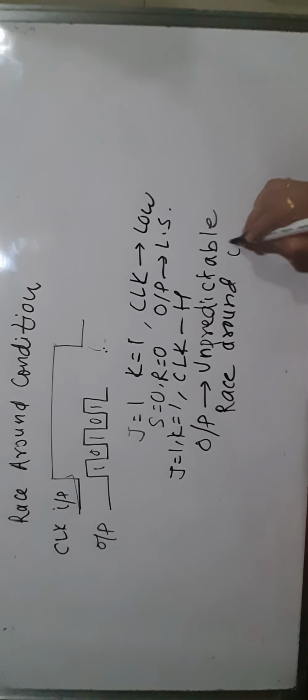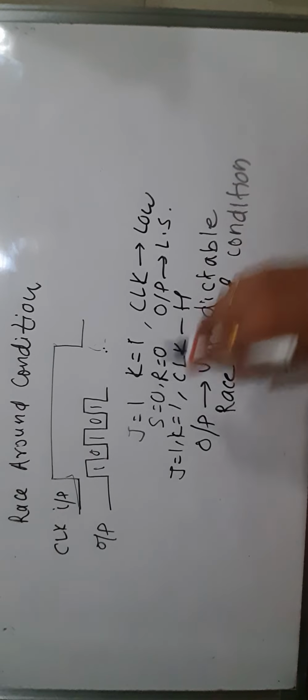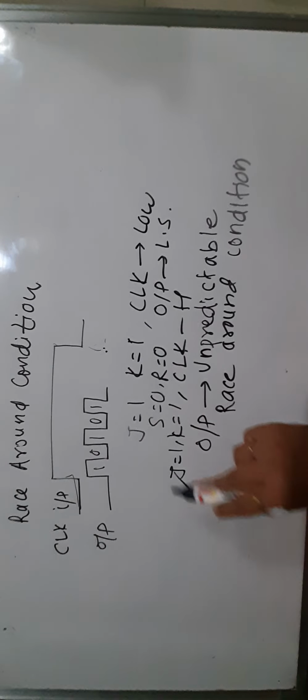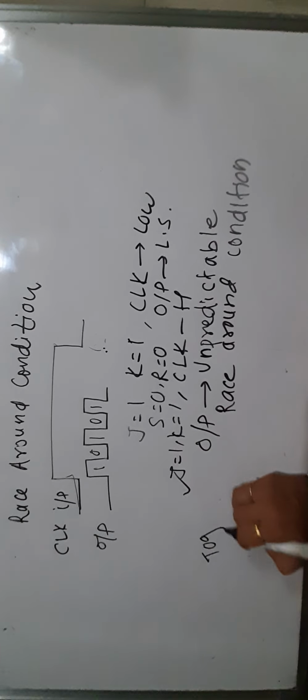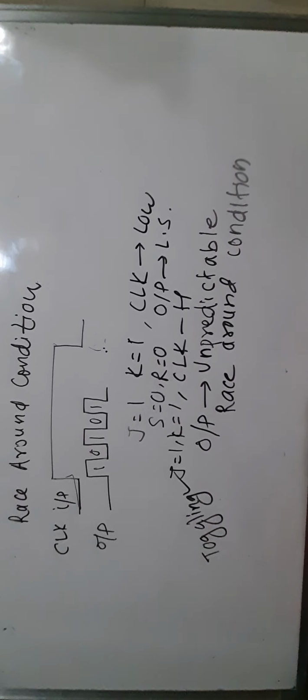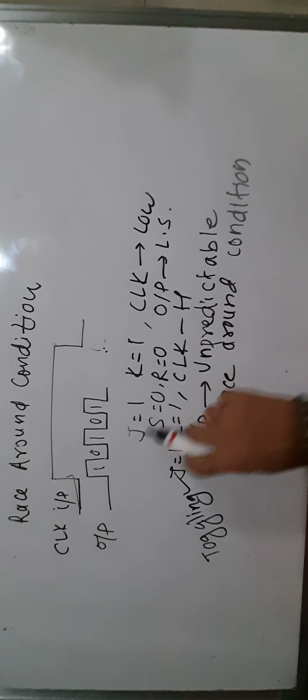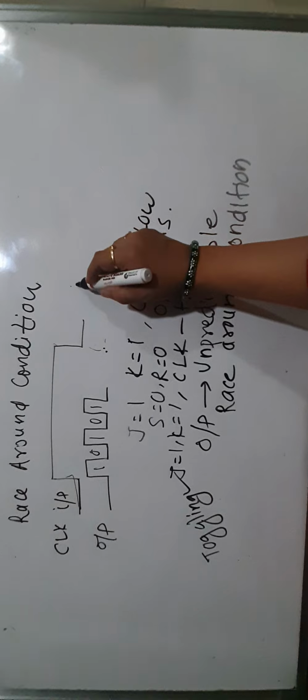Race around condition. And the change in the output of a flip flop when J and K both are 1 1 is known as toggling. Okay, there can be separate questions on toggling and race around condition. Now, how can we avoid such a race around condition? That is achieved by using an edge triggered clock.